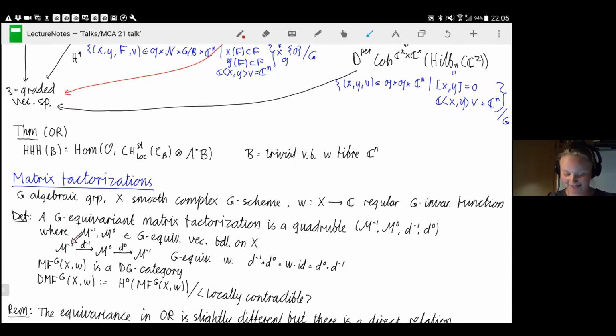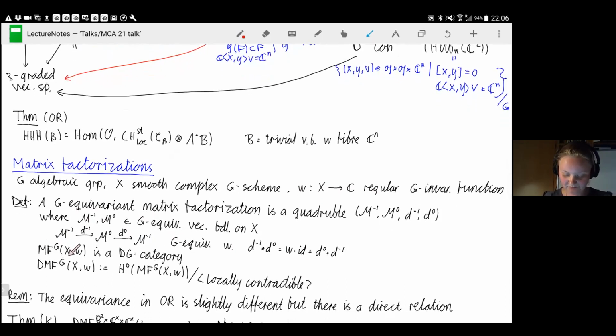You can imagine that you put them in a complex where you just repeat this, so you have a periodic complex alternating with m-1 and m0. And then you should think of these as differentials, but instead of squaring to 0 as usual differentials should, we ask them to square to multiplication by this function.